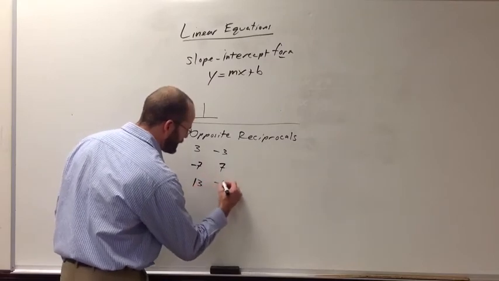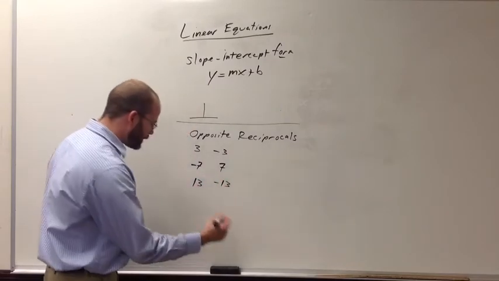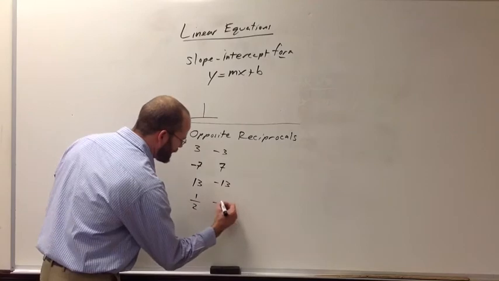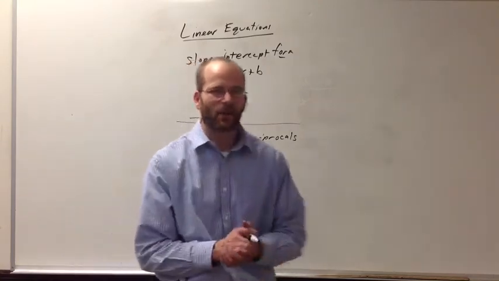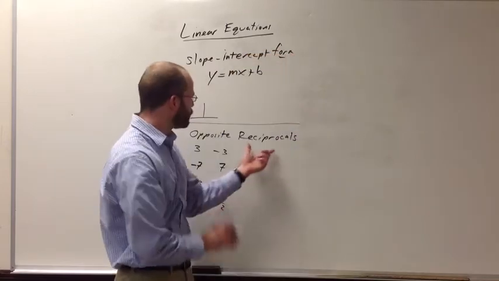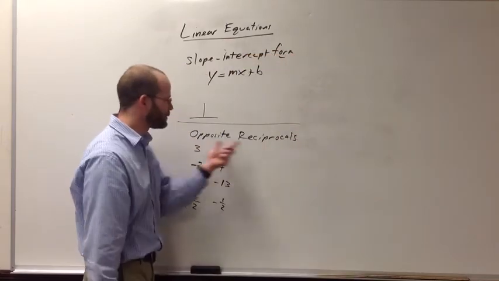13 and negative 13. Or numbers like 1/2 and negative 1/2. Those are all opposites. They just have an opposite sign. That's all. One's positive and one's negative. What about reciprocals? We've dealt with opposite, but what about reciprocals?